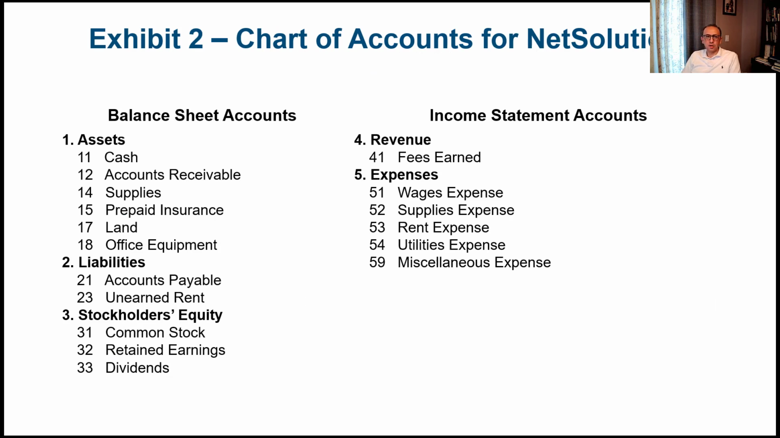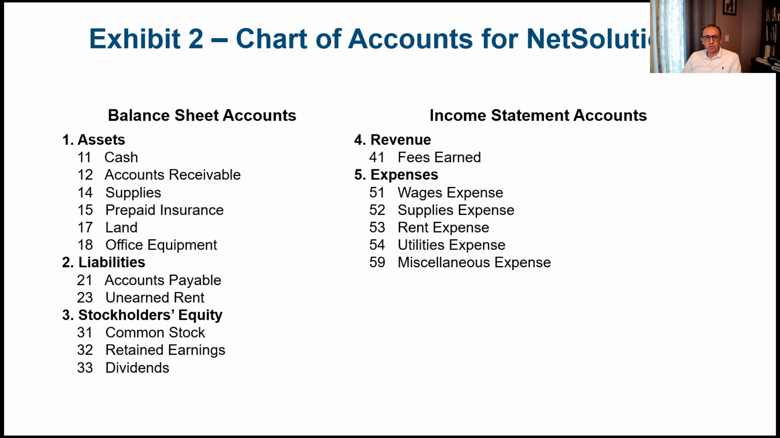So here's the chart of accounts for Net Solutions. We have balance sheet accounts, and you can see here under assets we have cash, accounts receivable, supplies, prepaid insurance, land, office equipment. Under liabilities we have examples of accounts payable or something called unearned rent. This is when somebody pays me rent in advance. Like let's say I'm a landlord and somebody pays me in advance. I don't own this yet because they didn't use the facility or the property yet. So because it's paid in advance, it's considered to be a liability. Until they use it, then I would earn this revenue, and it would be rent revenue.